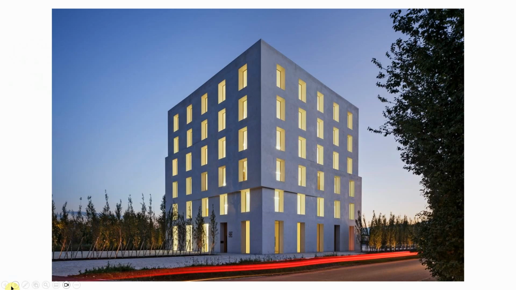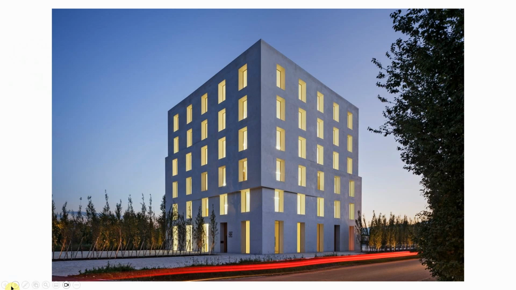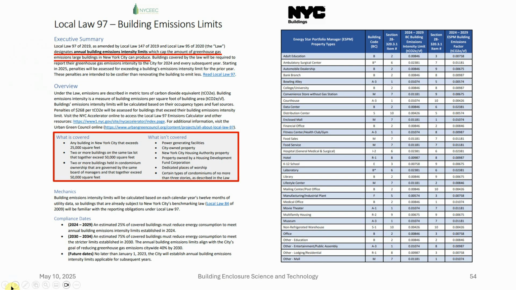This is a building in Austria that has no heating or cooling system. Pretty cold in Austria, right? Not much of a cooling load, but from here to here, they're both serious architectural buildings. This one needs no heating or cooling. It's completely passive because of the way it was designed. And it's also the law.